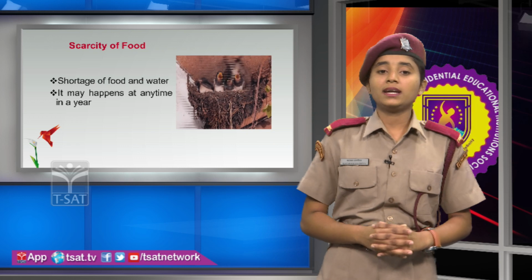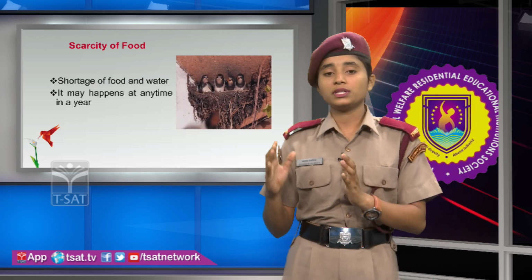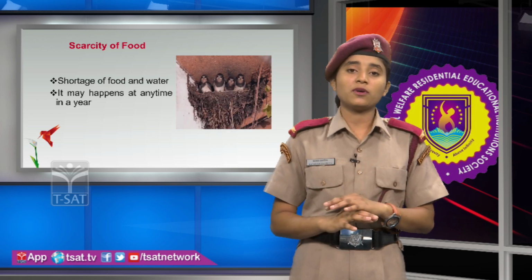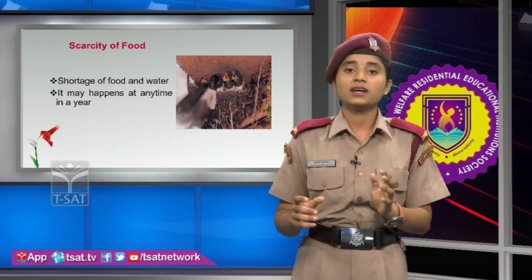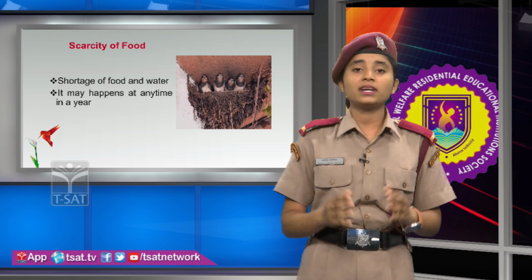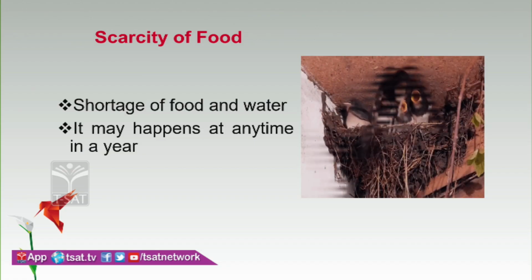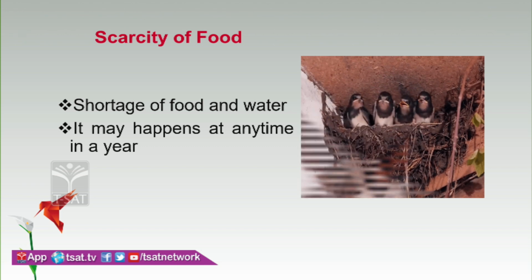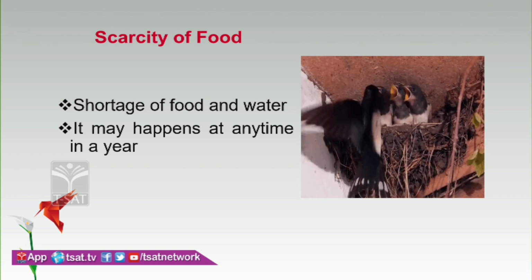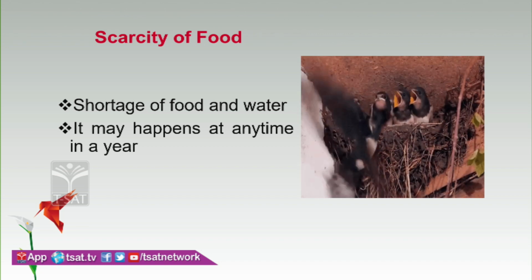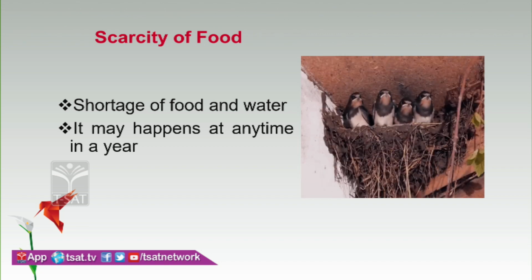As we all know, scarcity of food occurs due to the shortage of food as well as water. It may occur at any time of year. It is not a specific period. Suppose, imagine that a tree provides resources for 10 species. If more than 10 species depend upon the tree for resources, definitely there will be a chance of scarcity of food. So scarcity of food is also a reason for the birds' migration.